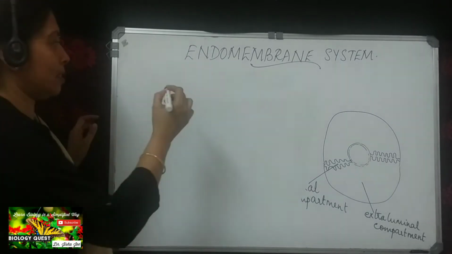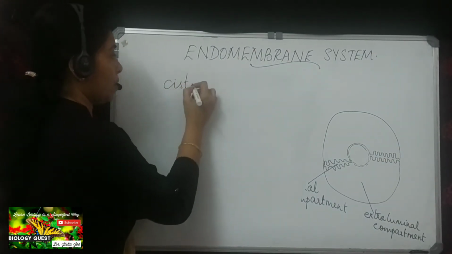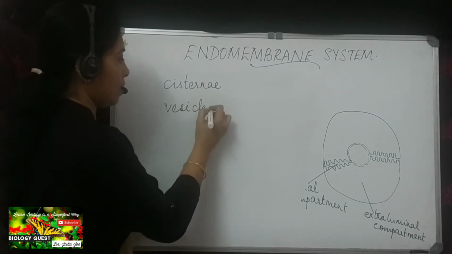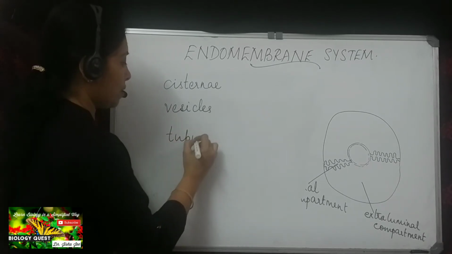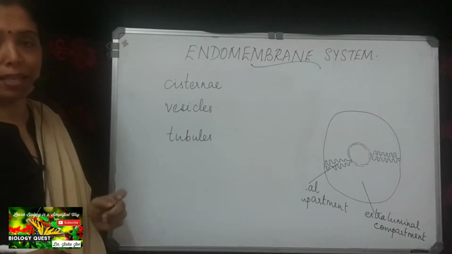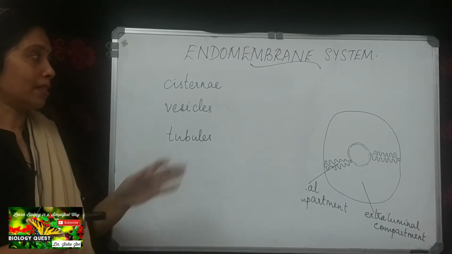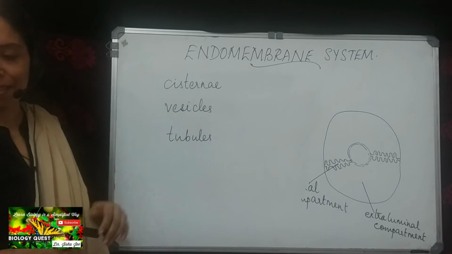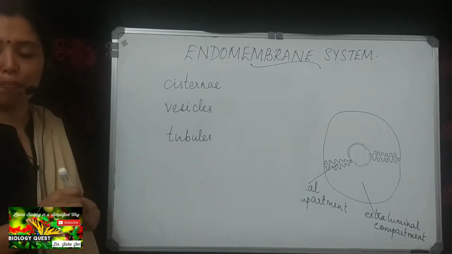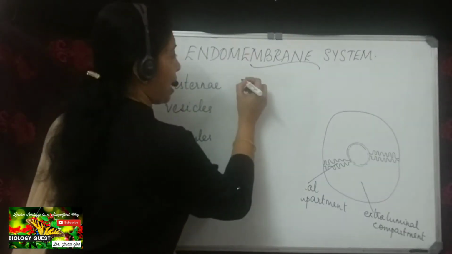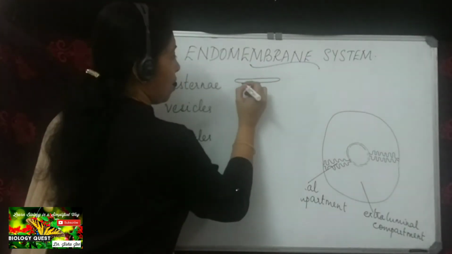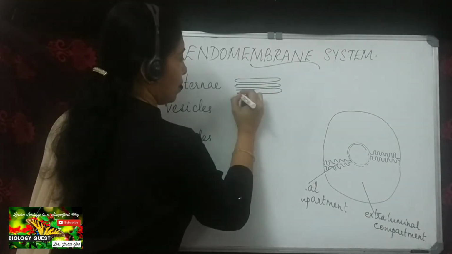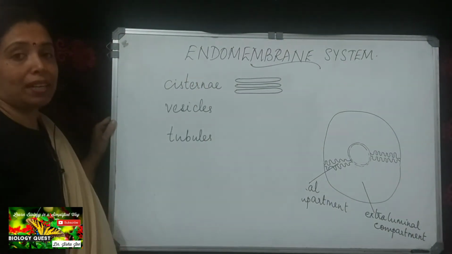They are the cisternae, the vesicles, and the tubules. These are the three components of endoplasmic reticulum, that is cisternae, vesicles, and tubules. Now, what are cisternae? Cisternae consist of unbranched flat sheets lying parallel to each other. You can see flat sheets which are unbranched lying parallel to each other. These are called the cisternae.